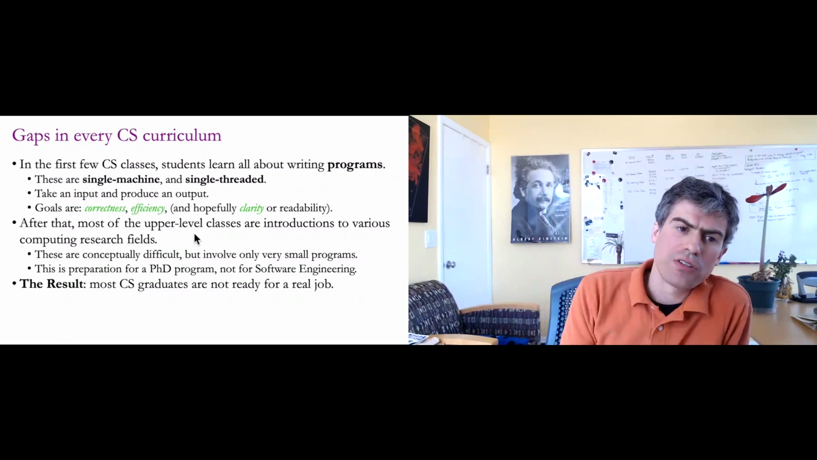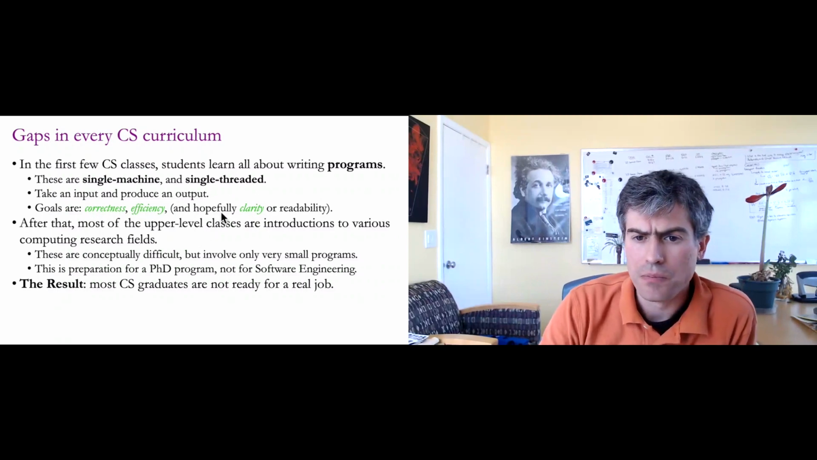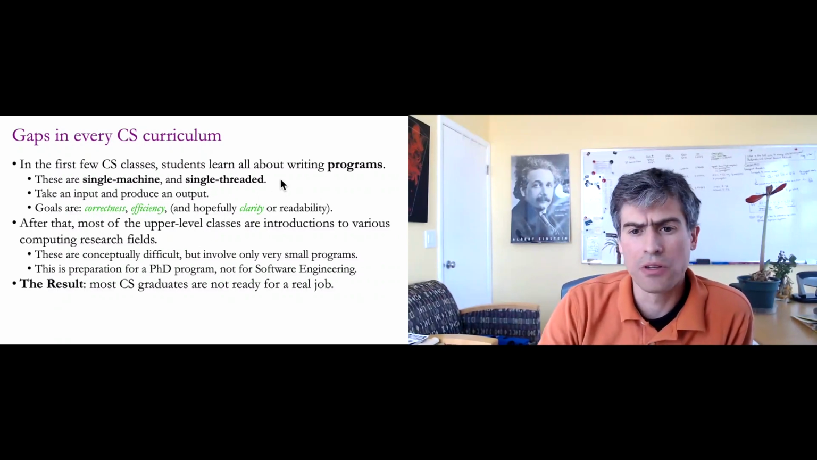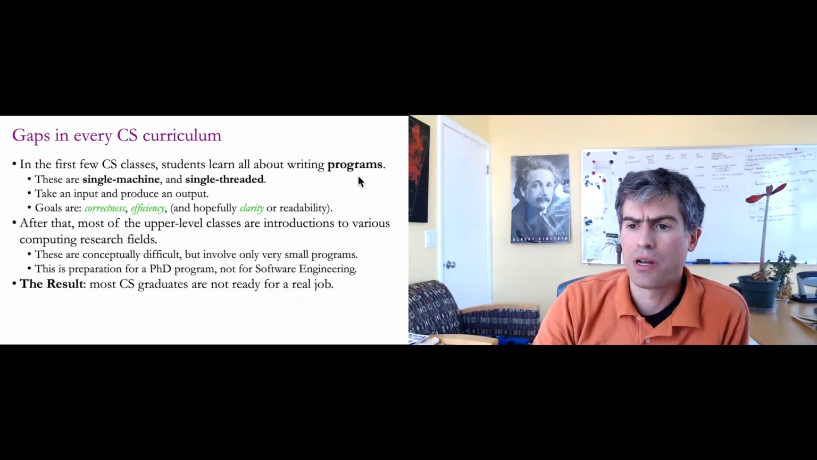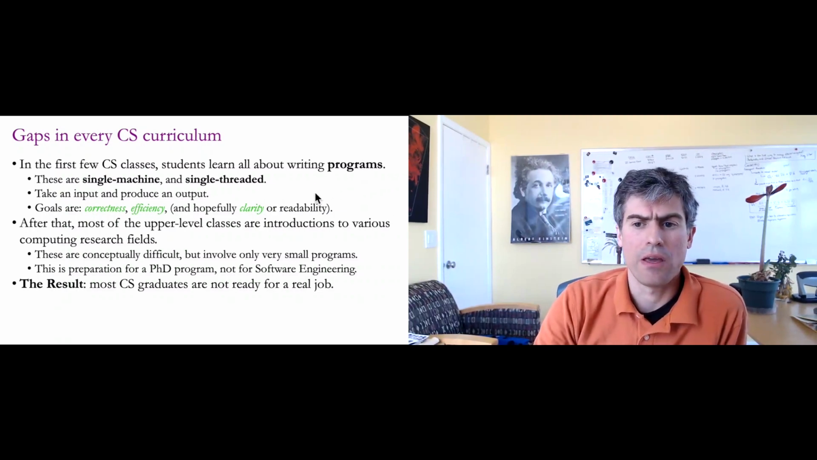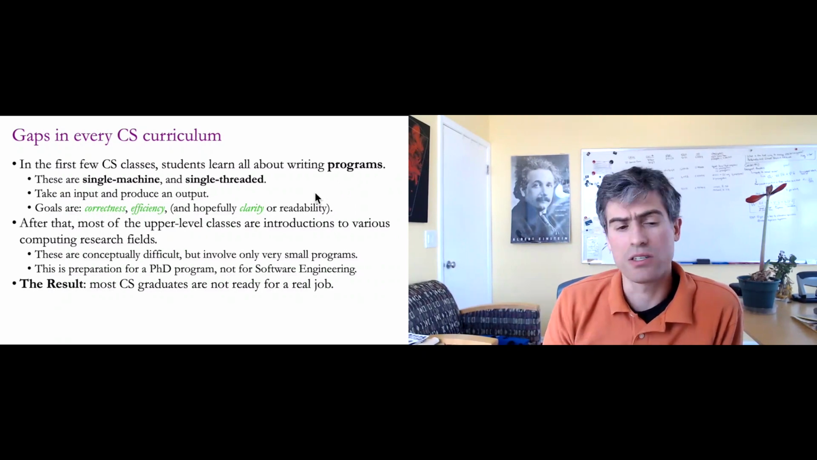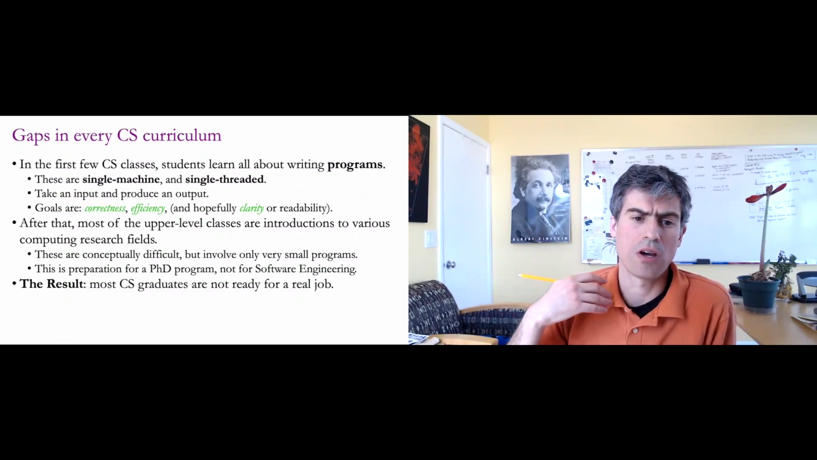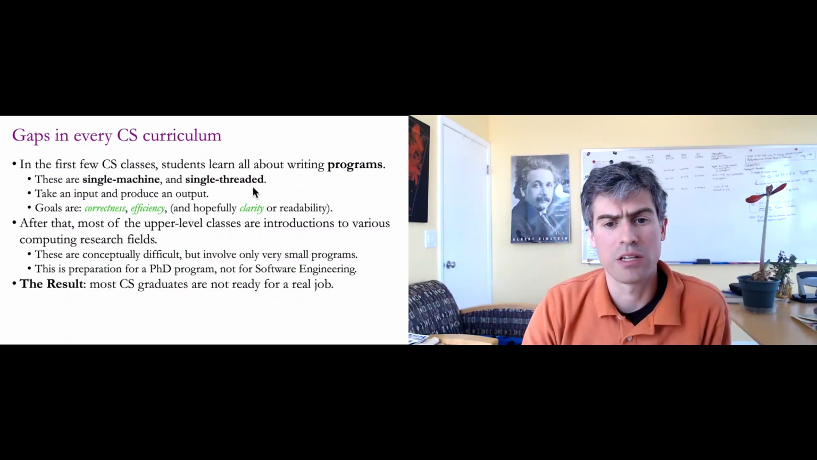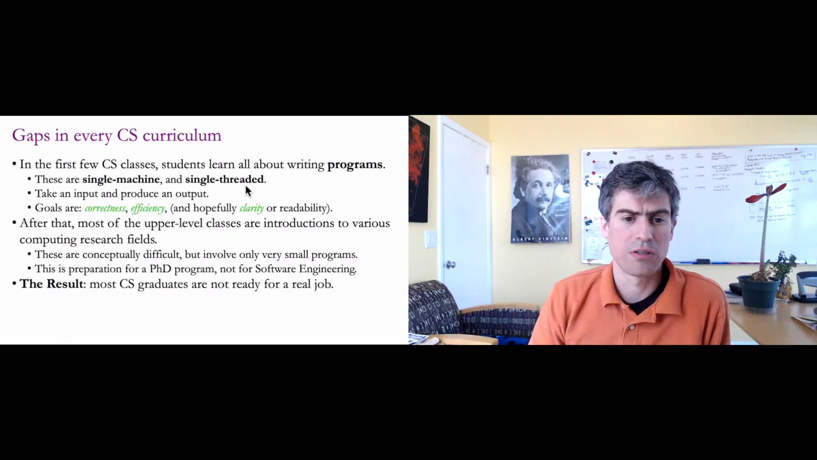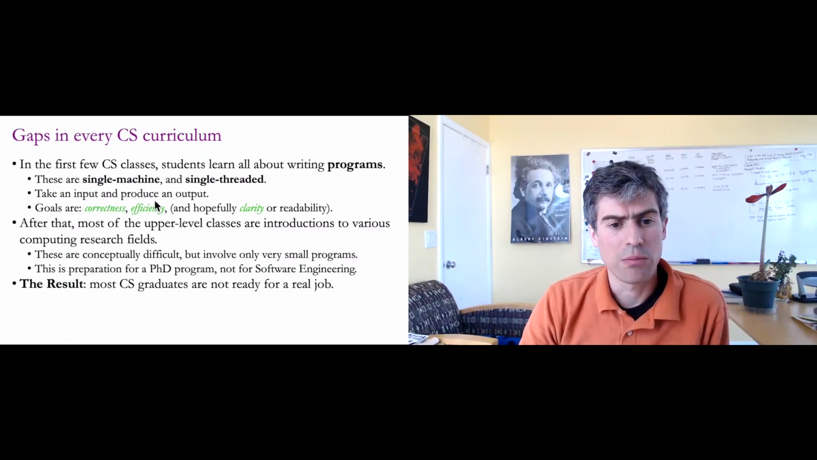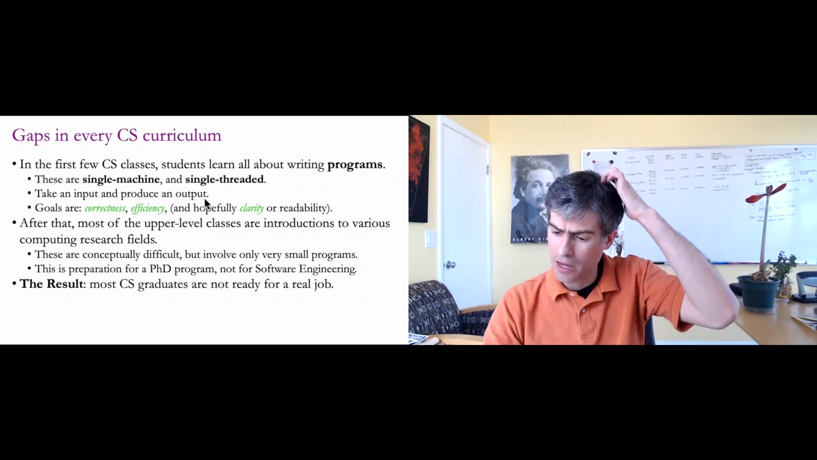So in your traditional CS curriculum, everyone learns in the first few classes how to write programs. And I'm using the word program here to mean a single executable or process, so code that runs on a single machine, usually single threaded. If you're taking an OS class, you know what that means. So basically, it doesn't have any parallelism. It only does one thing at a time. It takes an input and produces an output.